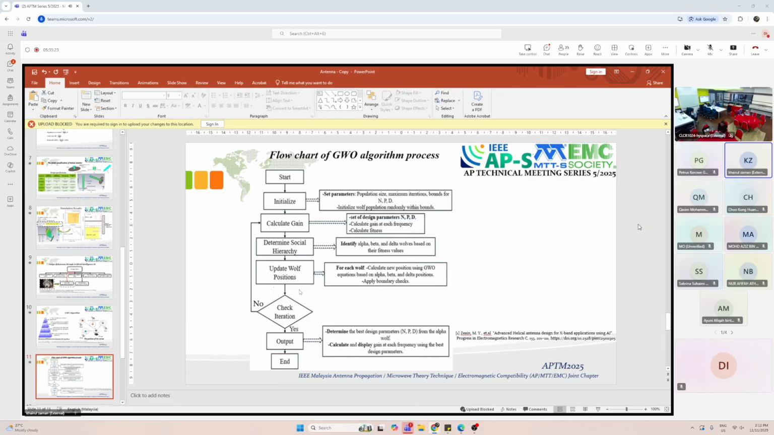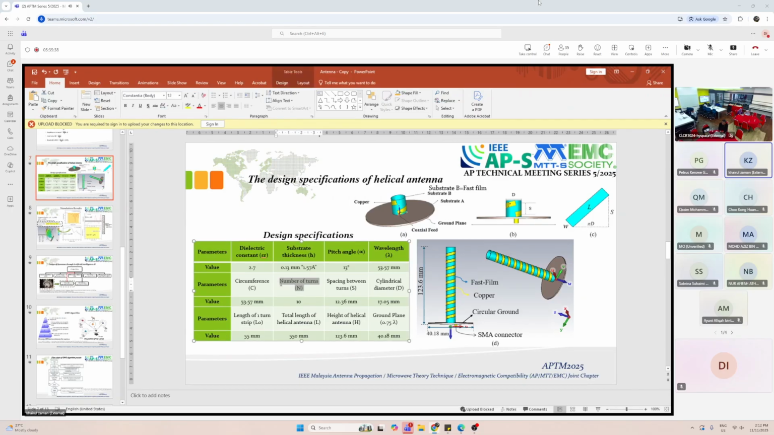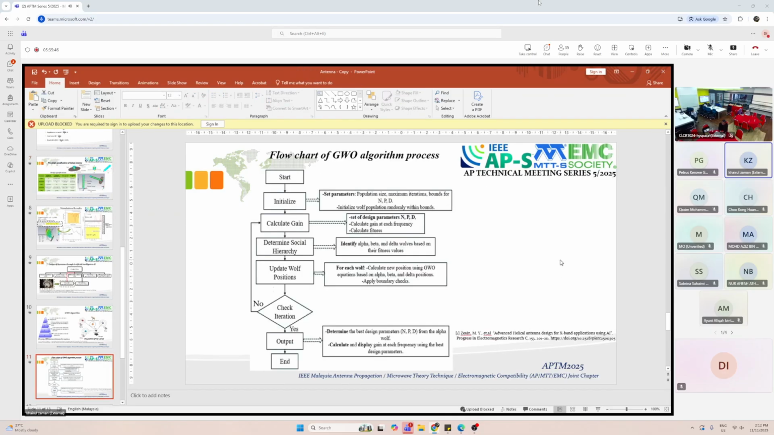So for our antenna, we choose N, P, and D. N means the number of turns. We have, as you can see here, 10. P, the pitch angle, and D, the diameter.